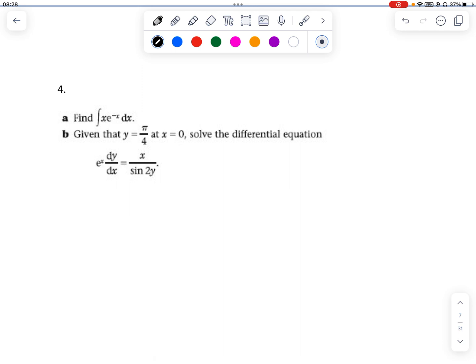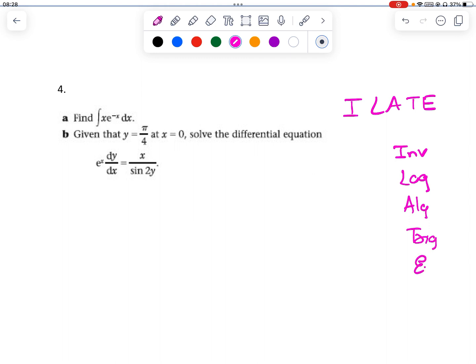Question number 4. We are going to use the acronym ILATE for integration by parts. I stands for inverse trigonometric functions, L for logarithmic functions, A for algebraic functions, T for trigonometric functions, E for exponential functions. So my first function is algebraic, second function is e power minus x. So first function times integral of second function is minus e power minus x, minus the integral of the derivative of first function times the integral of second function.